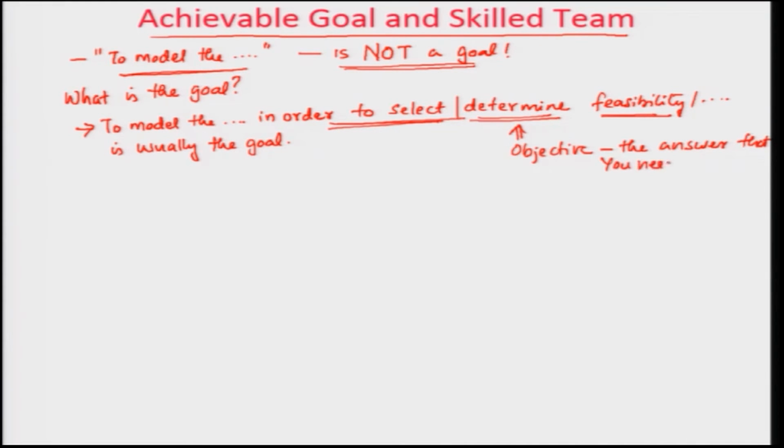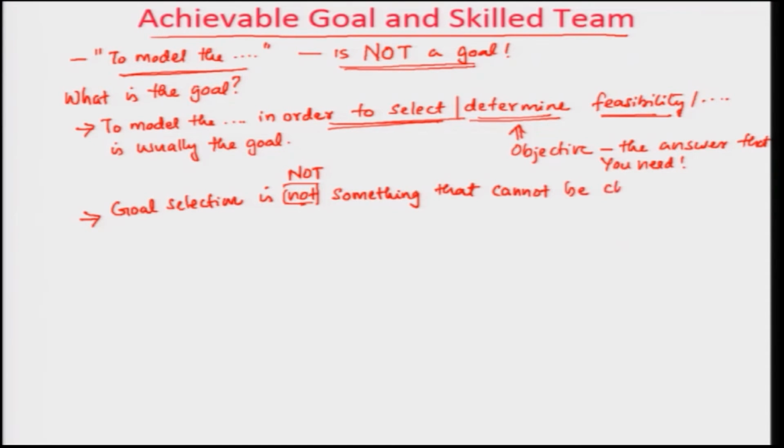Okay. Please remember that. Also remember that goal selection is not something that cannot be changed. I will use this phrase here: "is not something that cannot be changed in due course."